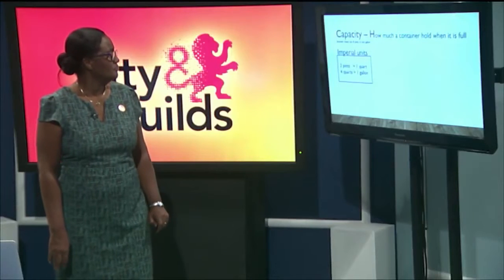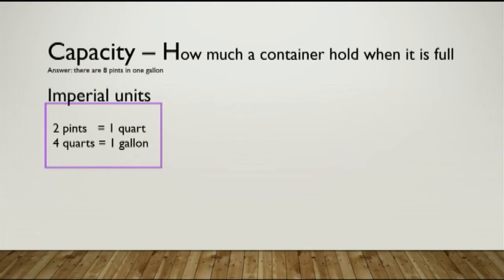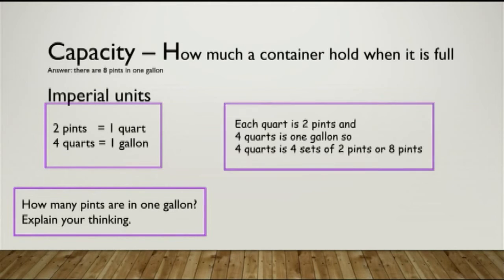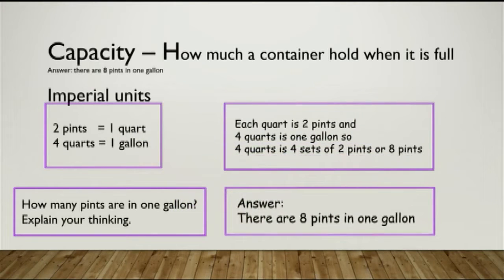So 2 pints is 1 quart, and 4 quarts is 1 gallon. So here's a question. How many pints are in 1 gallon? Explain your thinking. Each quart is 2 pints, and the 4 quarts is 1 gallon. So 4 quarts is 4 sets of 2 pints, or 8 pints. So the answer is 8 pints make the gallon.